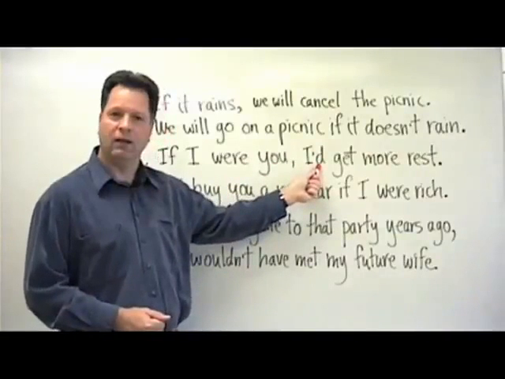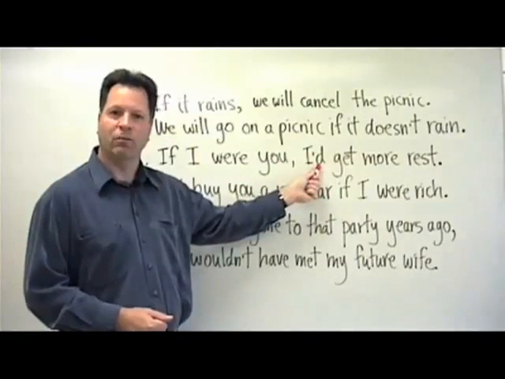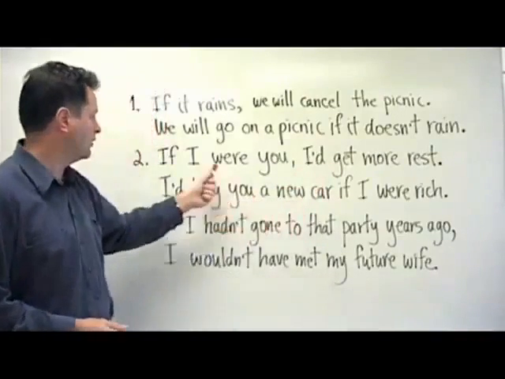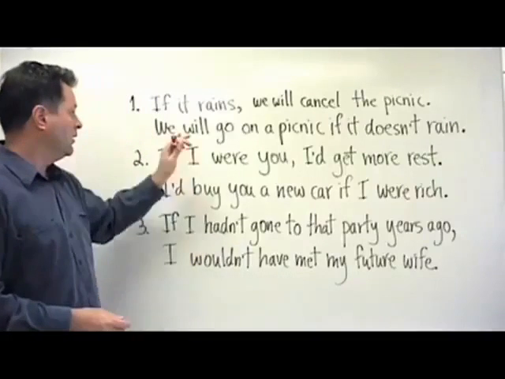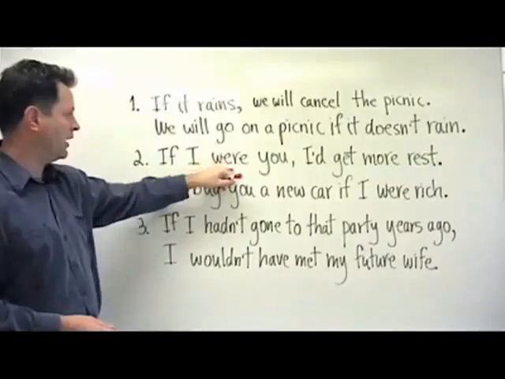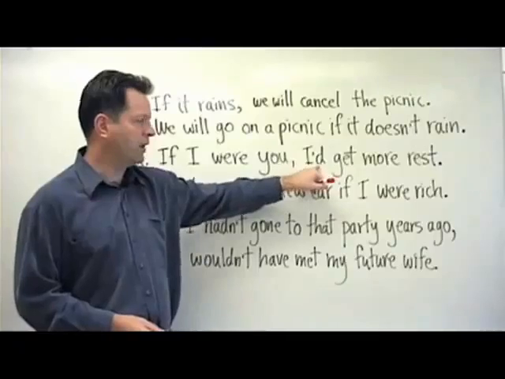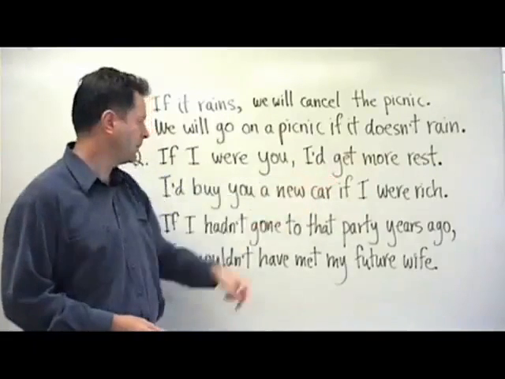I'd is actually the shortened form, the contraction, of would. So it goes, if I were you, I would get more rest. I'd get more rest. So in the if clause, we have the were, and then in the other clause, we have the would. Second one.